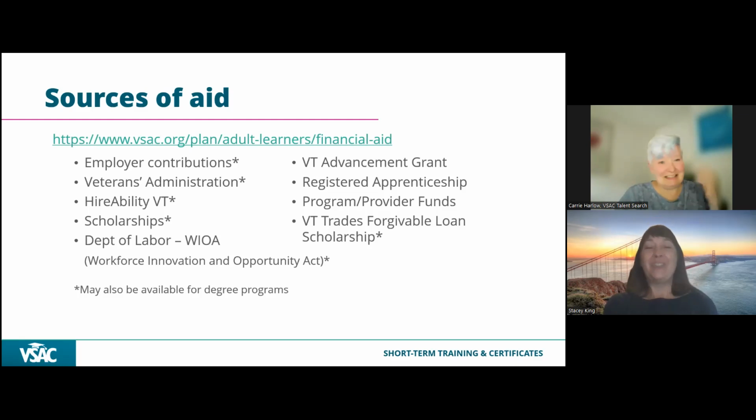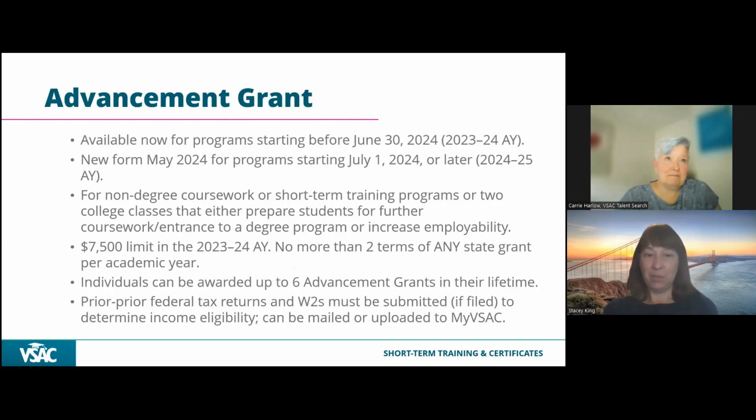But the short version, there are some 0% interest forgivable loan scholarships that are being offered in high demand sectors for programs that can range from short term, a few weeks, to potentially up to an associate's degree. And they are 0% interest loans that can potentially be forgiven with 1 year of eligible work in Vermont. So let's move in and talk a little bit about the advancement grant.